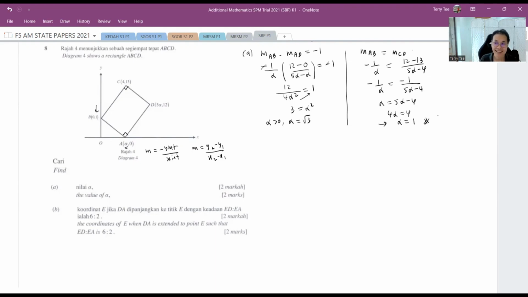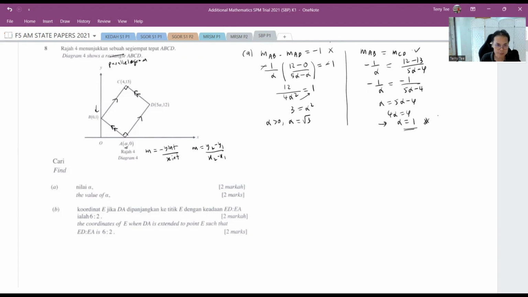You notice the marking scheme gives this answer, but obviously there is a mistake in the question. Maybe they shouldn't say it's a rectangle. They should say it's a parallelogram, because it may not necessarily be 90 degrees. If it's a parallelogram, these two are parallel, then the gradient of AB is the same as gradient of CD, but this concept cannot apply. Otherwise, you will get 2 different answers, right? So I'm just going to take this as a parallelogram, so we use alpha equals 1 instead of 3.